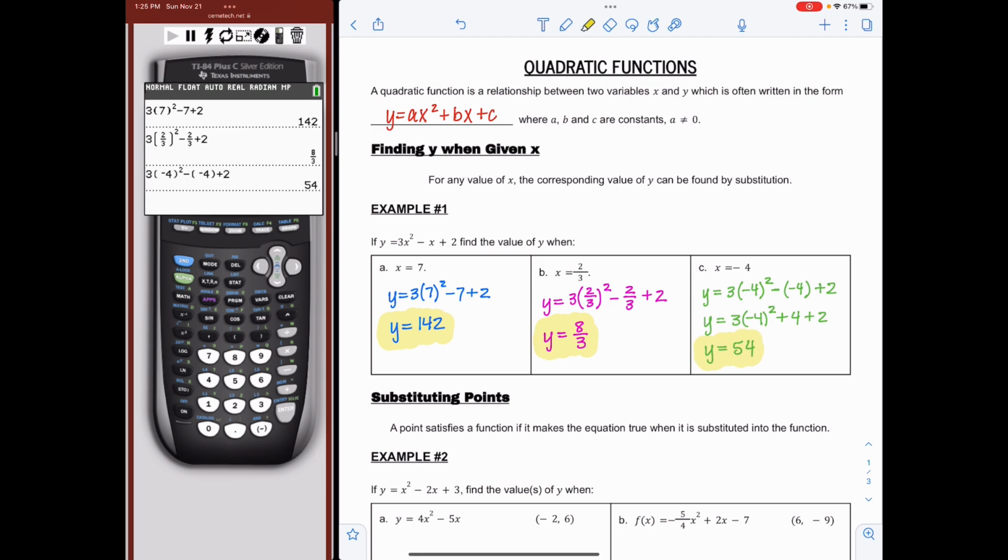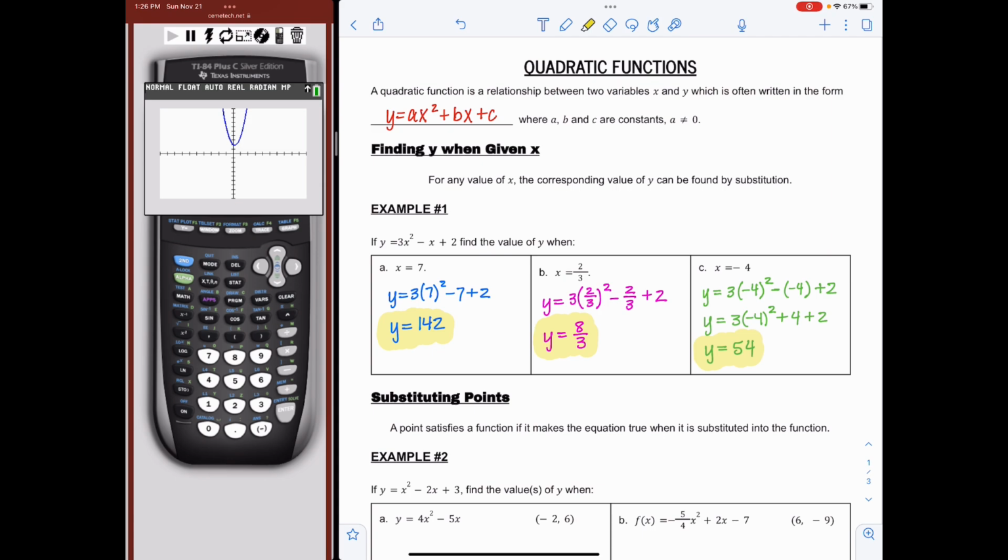Another way that you could have done this is you could have put your function into y equals. So I'm going to type in y is equal to 3x squared minus x plus 2. And then I'm going to put my graph. So you can tell the calculator to calculate any y value for you. You can do it by looking at the table, or you can actually tell it to calculate it based off what you put in for x.